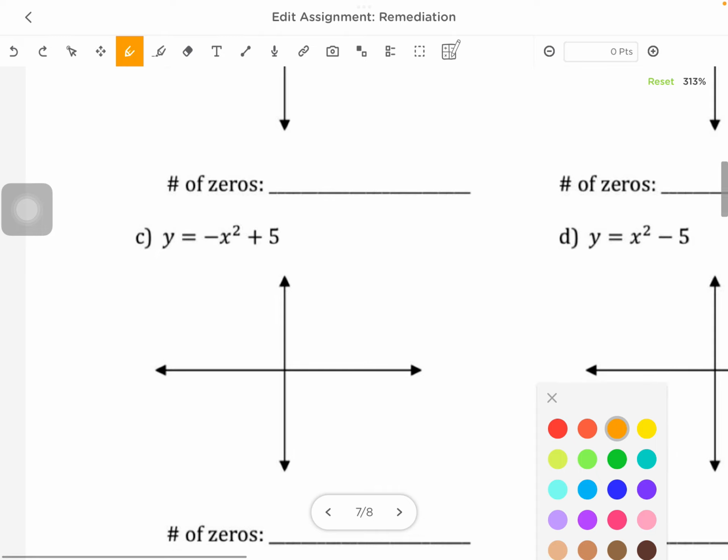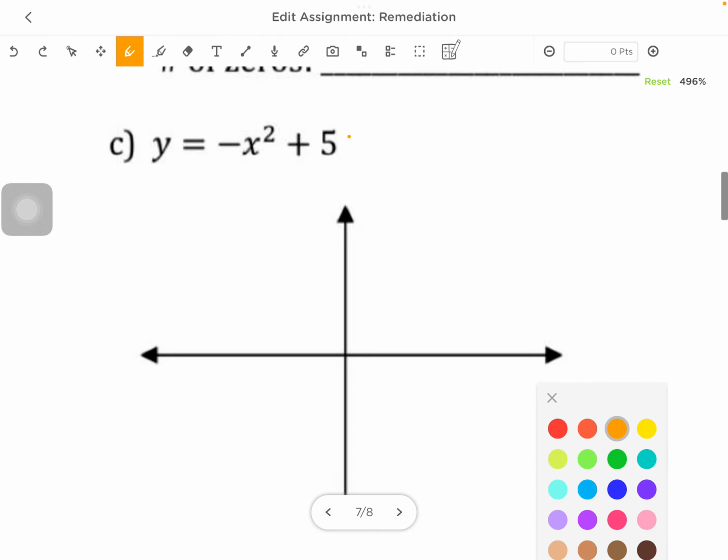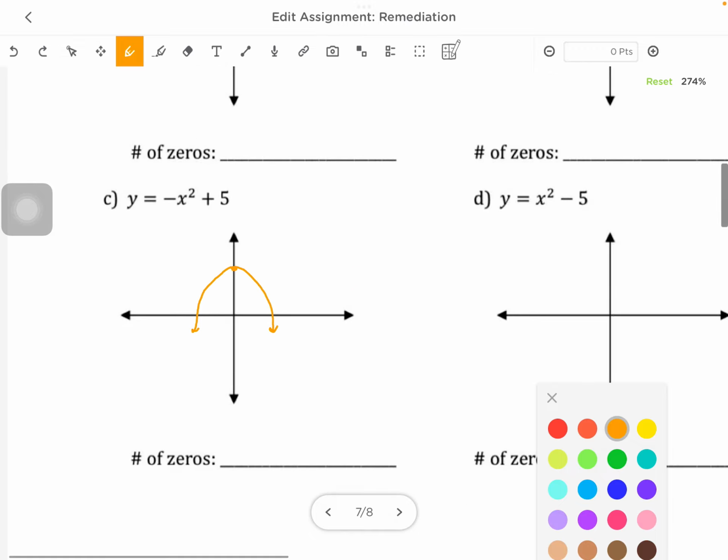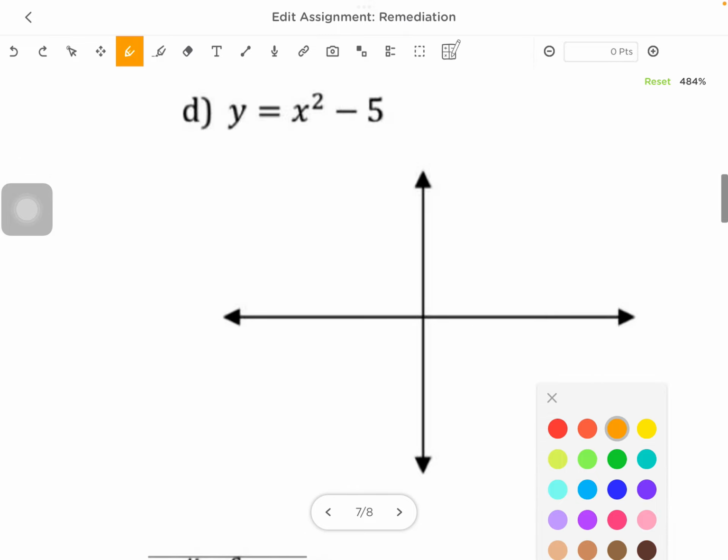All right, part C. So this one we have a +5, so that's why I'm going to be starting up 5. And then because we have a negative in front, this means that this parabola is going to open down. And now for part D, y equals x squared minus 5. There's the -5, and then x squared means it's going to open up.